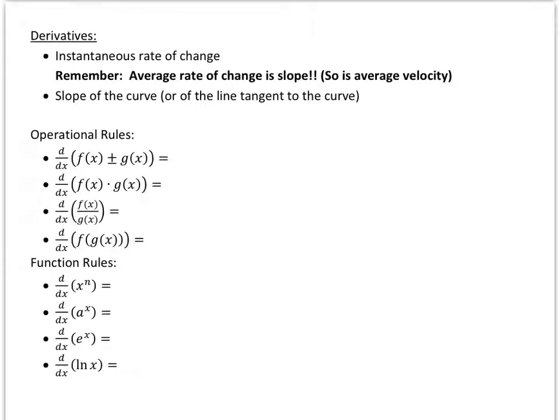Then the other thing that we're reviewing in today's lesson is derivatives. This will seem much more familiar, I think, than limits. Remember that derivatives describe an instantaneous rate of change. Average rate of change or average velocity does not involve the derivative. Those are both slope. Derivatives also describe the slope of a curve at a point or the slope of the line tangent to the curve at that point.